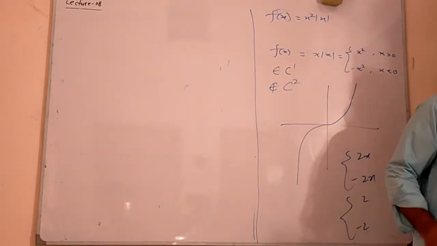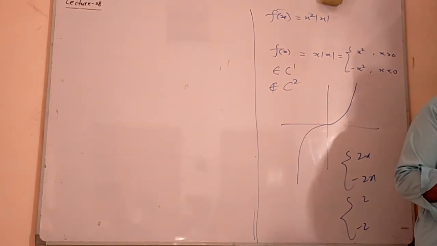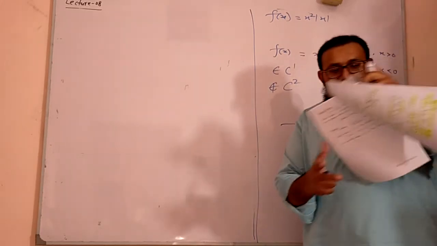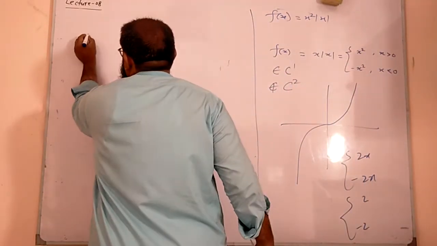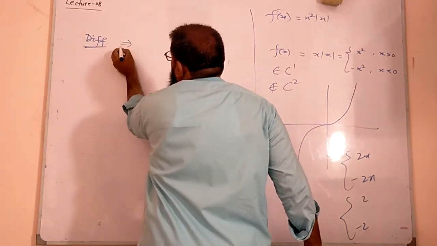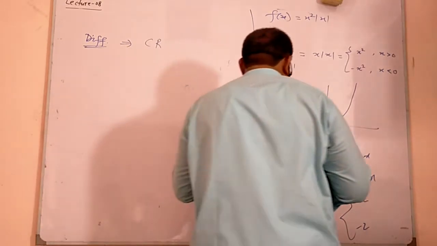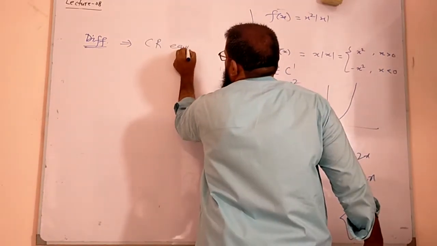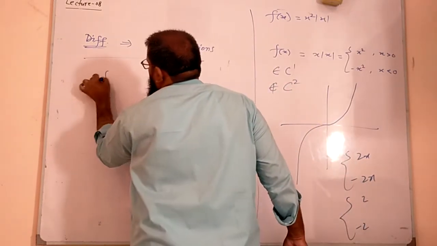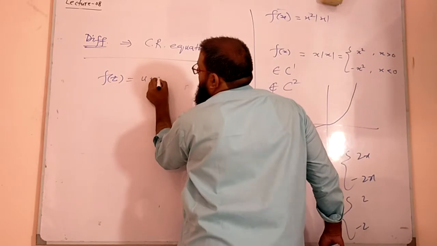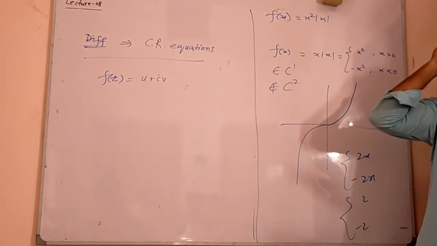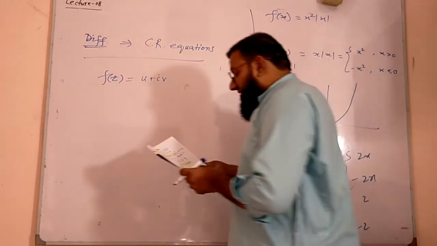Okay, so we are coming to discuss what we mean by analyticity later on, but what we are going to discuss now is what we call differentiability. One thing is that if a complex valued function is differentiable, it means it satisfies CR equations. And what are CR equations? We can write our complex valued function as u plus iv, where u is the real part and v is the imaginary part. And what are CR equations?